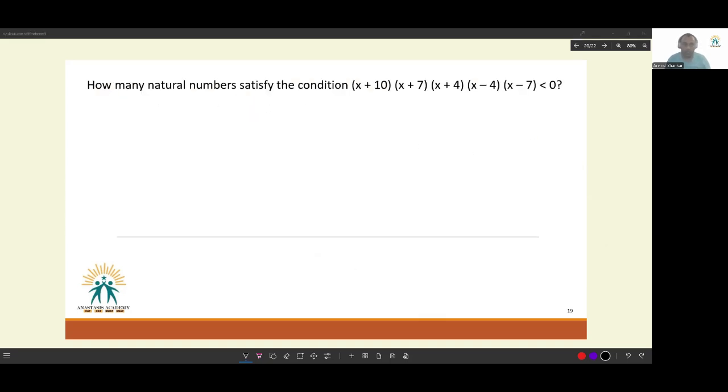Next, how many natural numbers satisfy the condition? x plus 10, x plus 7, x plus 4, x minus 4, x minus 7, and so on and so forth. First thing you do is you write down the behavior change points, which are minus 10, minus 7, minus 4, 4, and 7. Now see, this is a polynomial with a degree of 5.